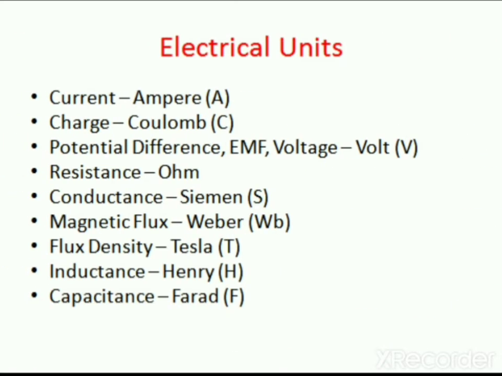Next is electrical units. In the SI system, the unit of electric current is considered as the fundamental unit, while the unit of charge, potential difference, EMF and voltage, resistance and conductance, magnetic flux and flux density, inductance and capacitance are categorized as derived electrical units.